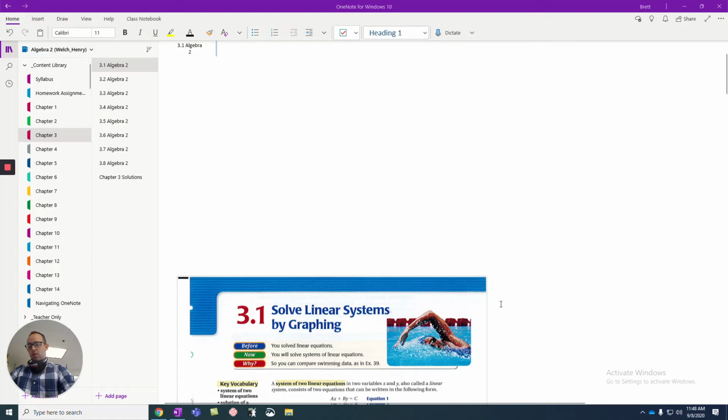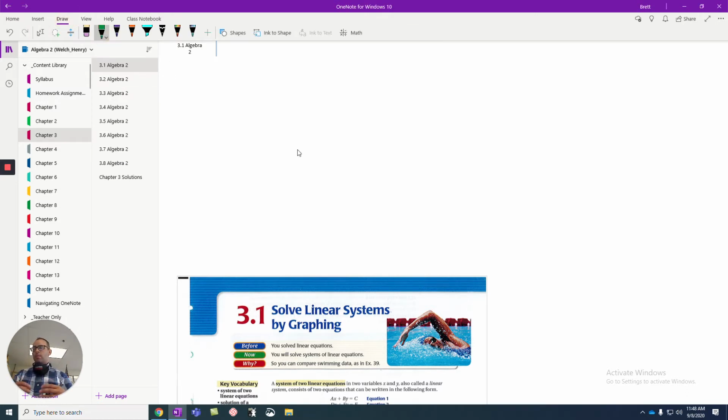Hey everybody, so today we're going to be working in 3.1 where we're specifically looking at how do we find solutions to a system of equations. That is a situation where we have two lines and we kind of want to know where do they intersect or where do they interact.